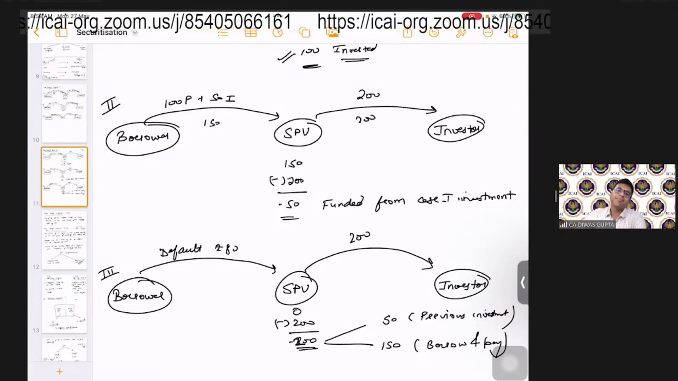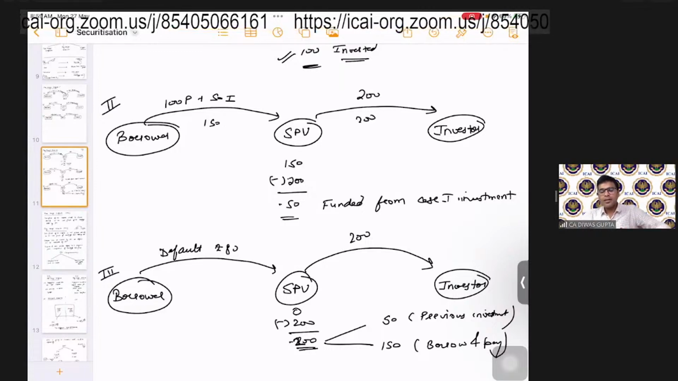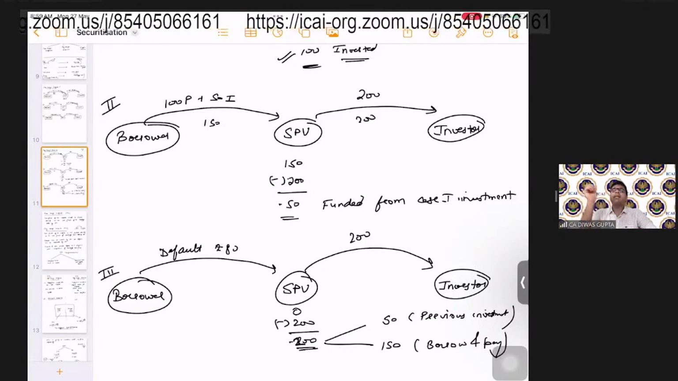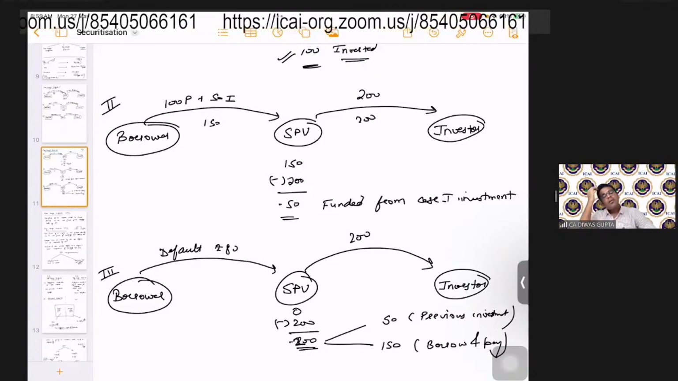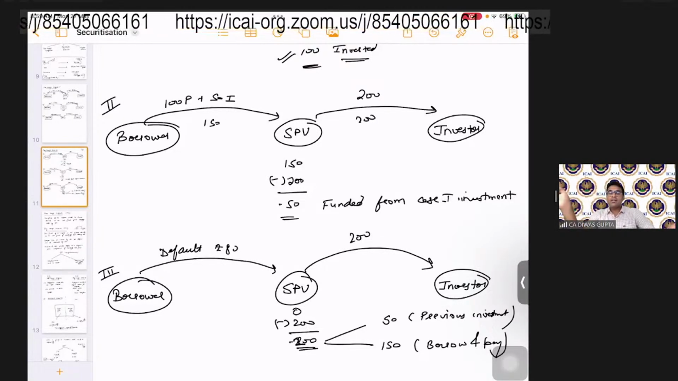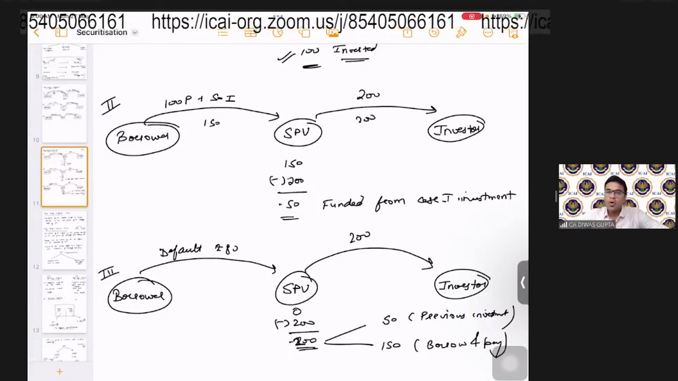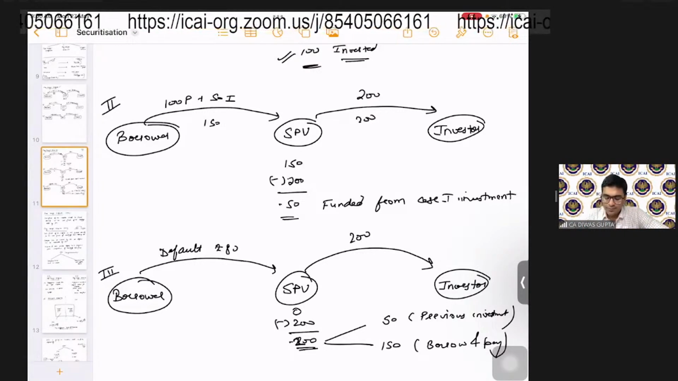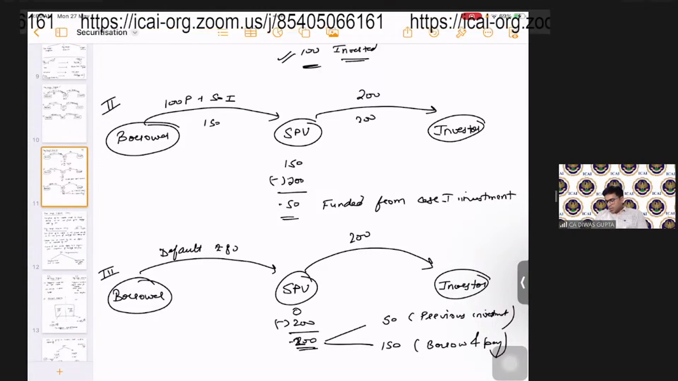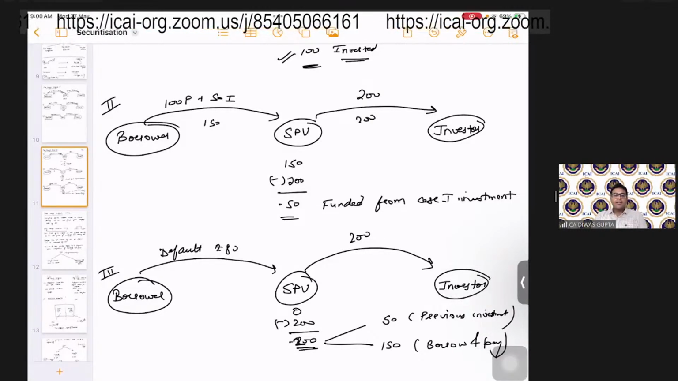PTC and PTS. It's very clear. Pay-through securities are very much independent. Pass-through certificates are completely in proportion to what is being invested there. Is it okay, students?